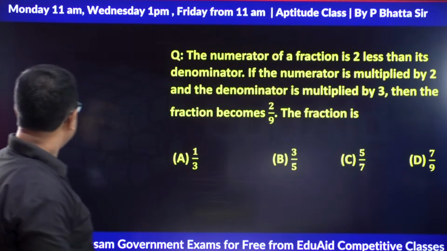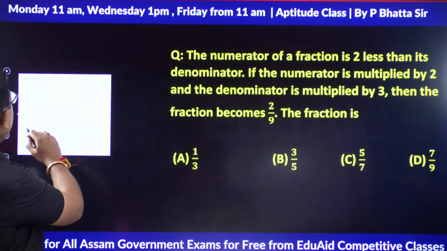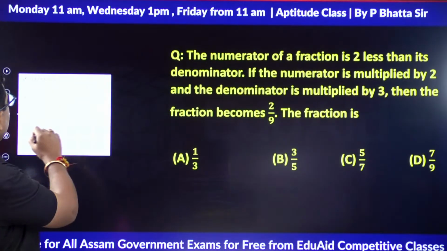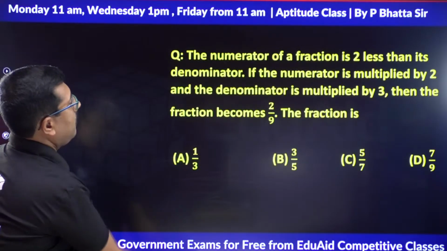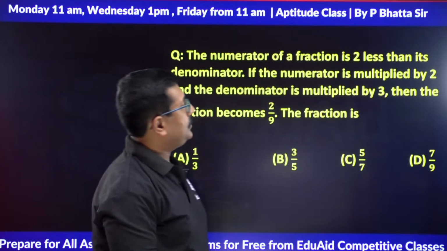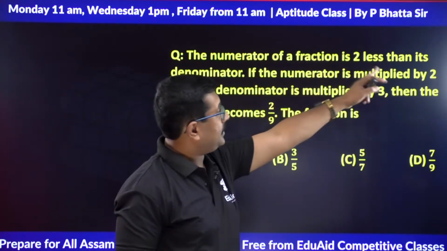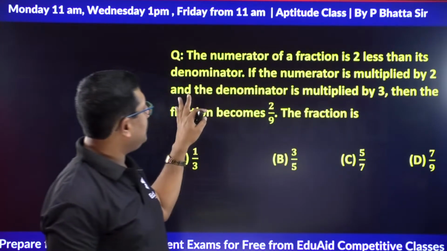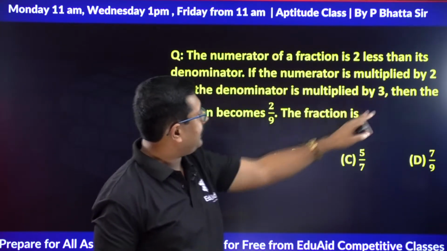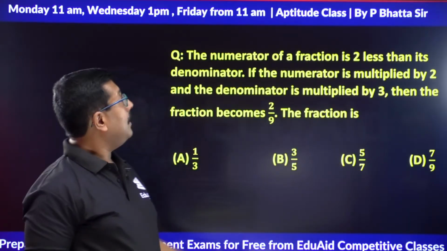Numerator of a fraction is 2 less than its denominator. If the numerator is multiplied by 2 and the denominator is multiplied by 3, then the fraction becomes 2 by 9. We have to find out the fraction.